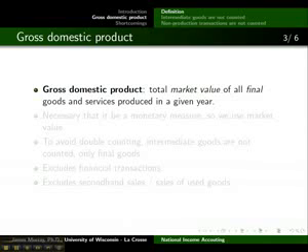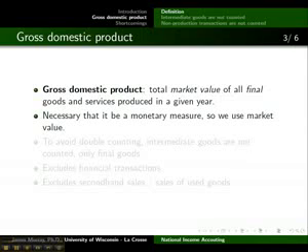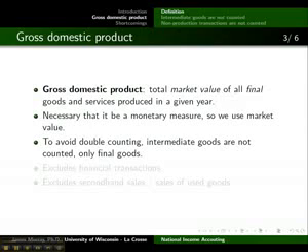The measure we use most is gross domestic product. This is the total market value of all final goods and services produced in a given year. It's necessary that we use a monetary measure because we're literally adding apples to oranges to tractors to computers, etc. So we use a market value. To avoid double counting, intermediate goods are not counted, only final goods. I'll explain why on the next slide.